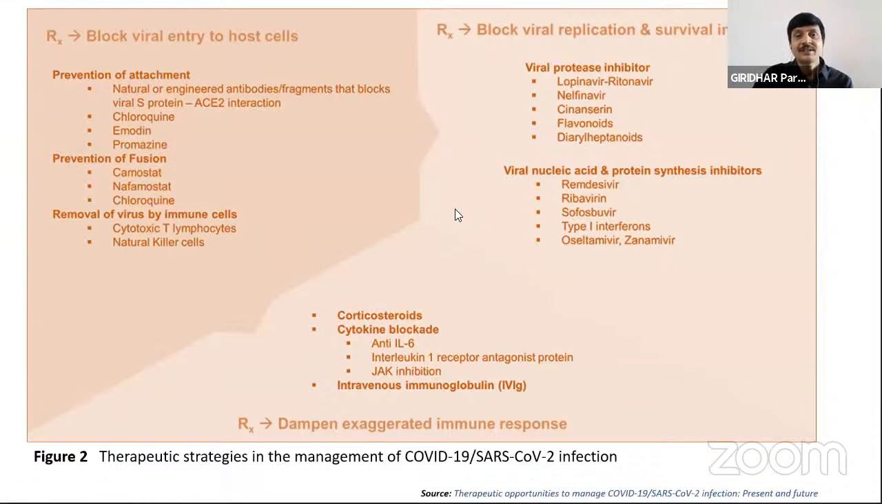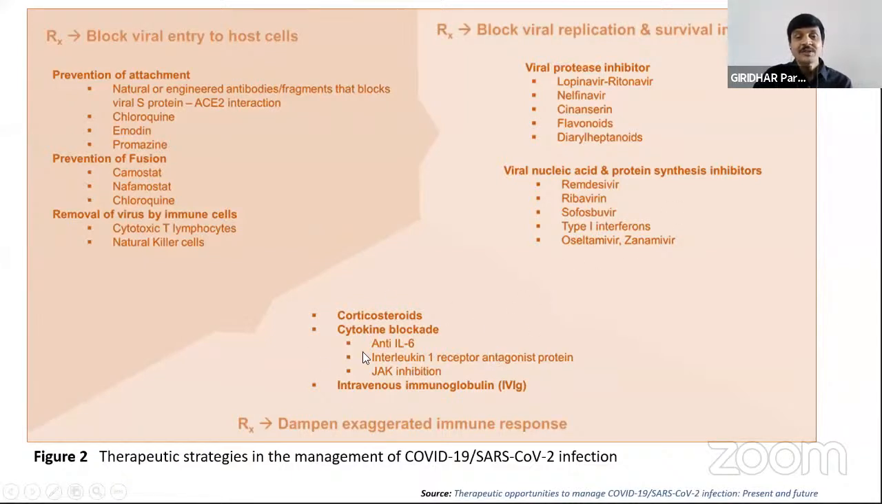Whatever I have mentioned during this discussion about the basic aspects of coronavirus is very important for the topic, so have a recall of it. Prevention of attachment to the host cell is one important step, prevention of fusion between, for example, the ACE2 receptor and the virus particle is a second important step, and removal of the virus by immune cells is the third important step. These are the entry-level blockers. Once it enters the cell, its multiplication is prevented by using various synthetic drugs recommended by the respective governmental agencies till today.